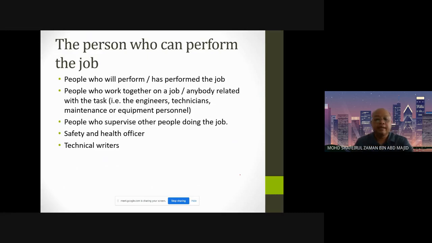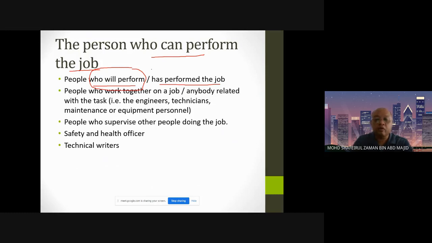Right. Next will be the person who can perform the job. The SOP that we have prepared is meant for a certain group of people, not everyone. It can be for the people who will perform the job or has performed the job. So what is the difference between the two? Who will perform the job means that maybe that particular person is totally new to the task. They don't know the SOP, so you are preparing the SOP for them to follow.